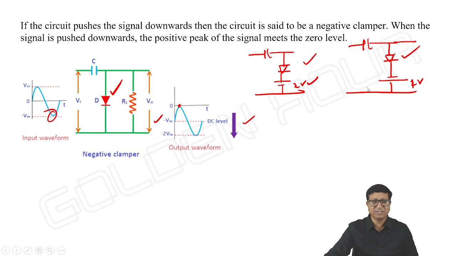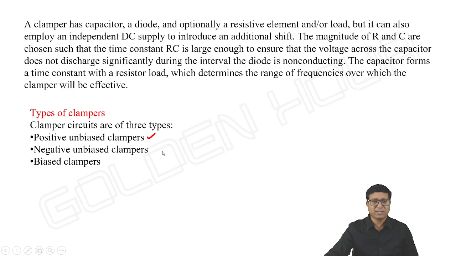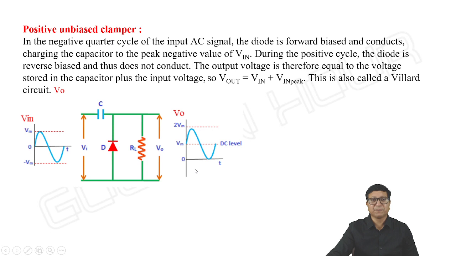Okay, these are the different categories: positive unbiased clamper, negative unbiased clamper, and finally biased clampers. Okay, these are the categories. Now coming to the applications. Okay, positive clamper. Anyway, I have discussed them. You can just see the output equations.